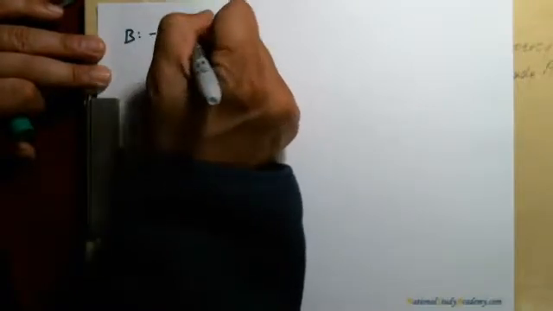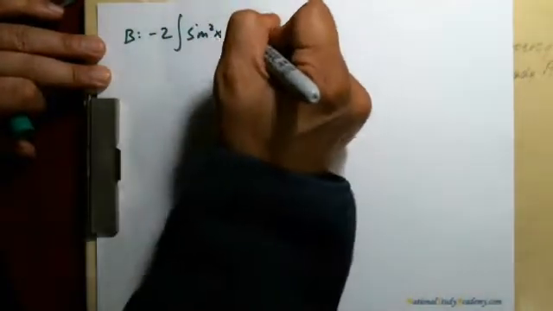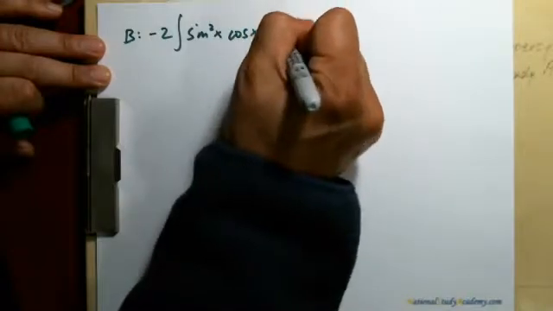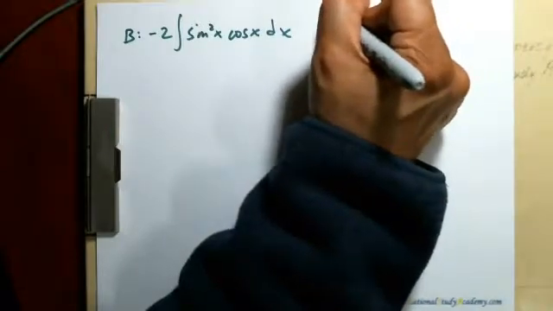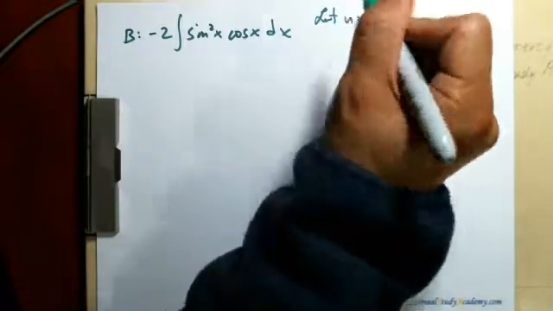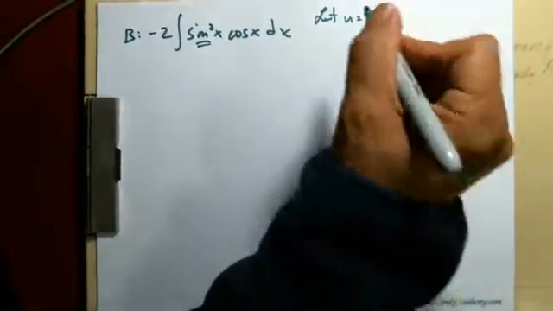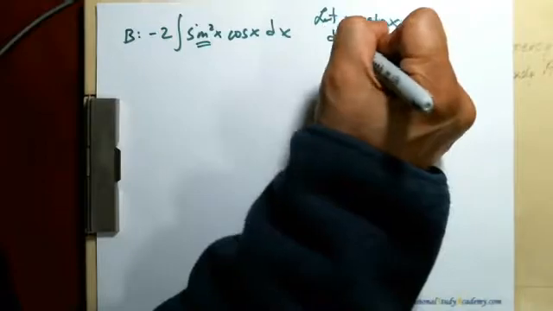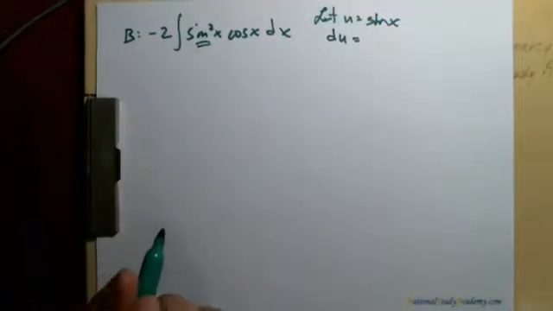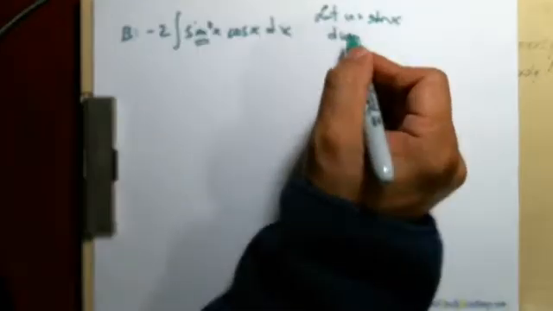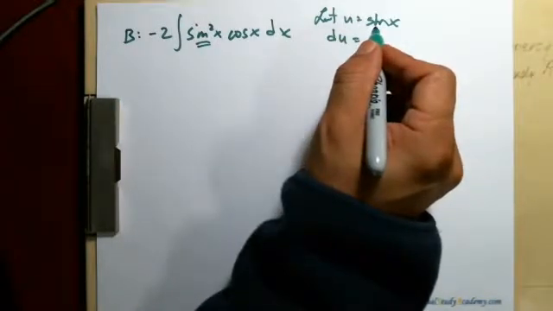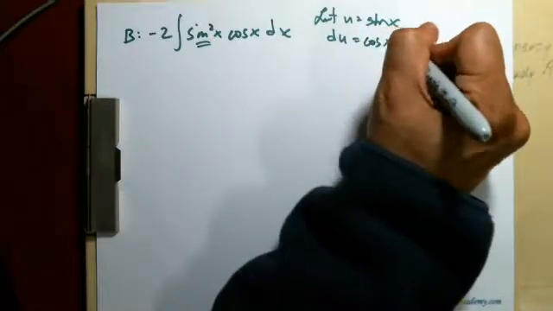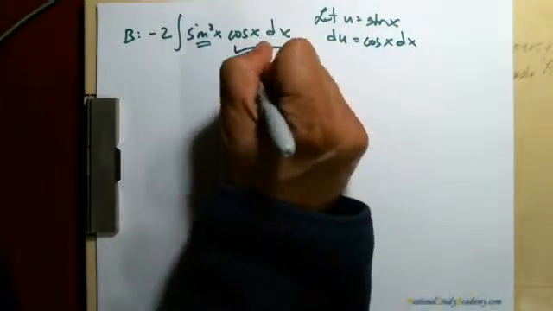Minus 2 integral of sine squared of x times cosine of x dx. Okay. We're going to have to use a u substitution. We're going to let u equal sine of x. And then as soon as we take the derivative of u, you get du. The derivative of sine of x is cosine of x dx. There it is right there.